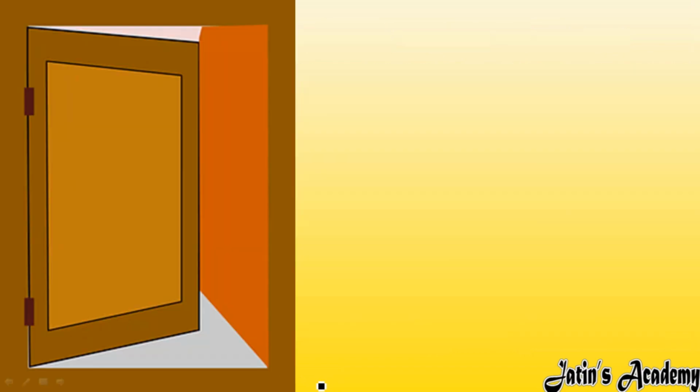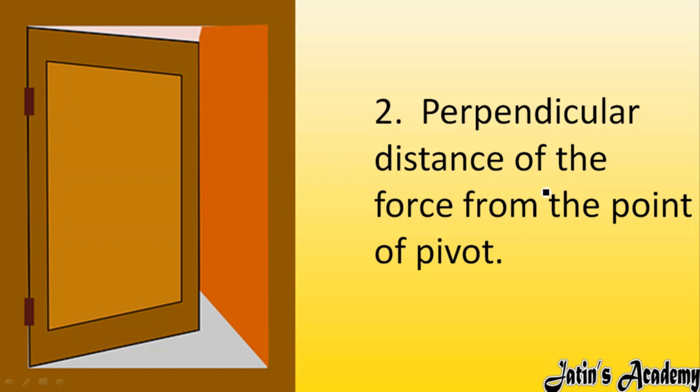Okay. The next factor is the perpendicular distance of the force from the point of pivot. If there is a maximum possible distance between the pivoted point and the point where we apply force, for example, here we have the handle of a door and here the pivoted point, you can see there is a maximum perpendicular distance between the force and the pivoted point. Maximum perpendicular distance means a greater turning effect by applying less force. Even though we apply less force, there will be a greater turning effect in the door or in the object.